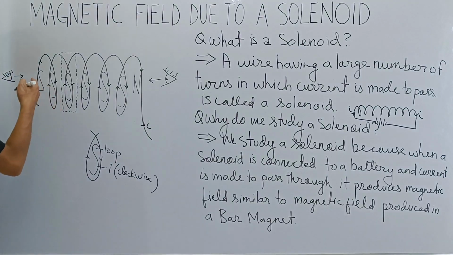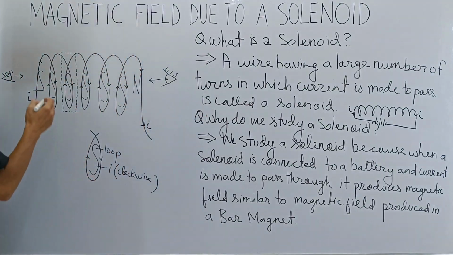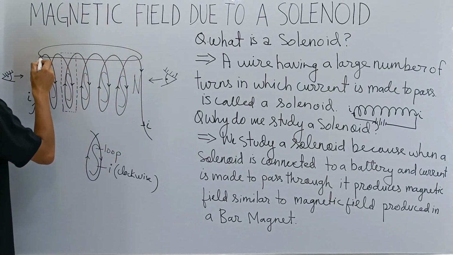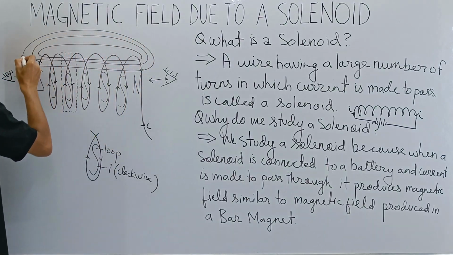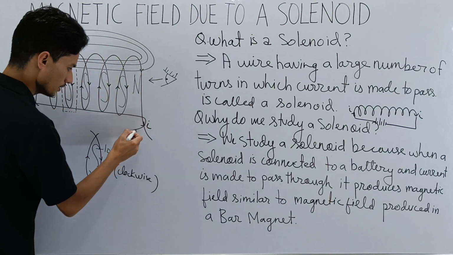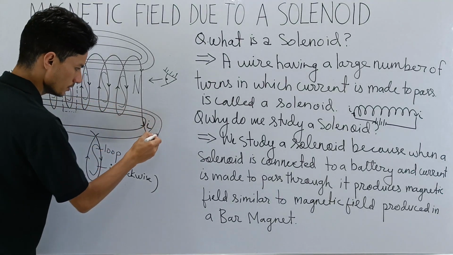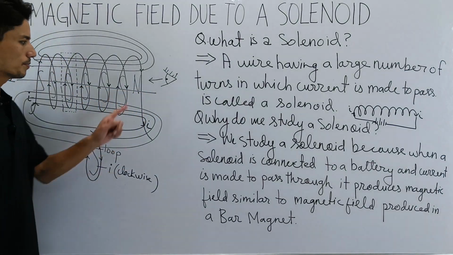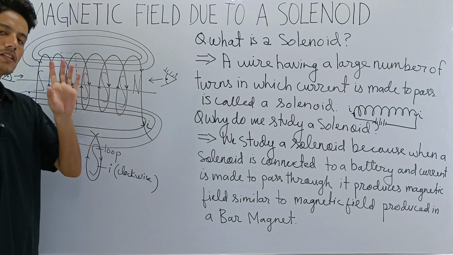Now let's study the nature of the magnetic field lines generated in a solenoid. Since we have the south pole and the north pole, magnetic field lines will be generated. But how? You want to know, and I'll tell you. The magnetic field lines will be generated like this. It will be like this.